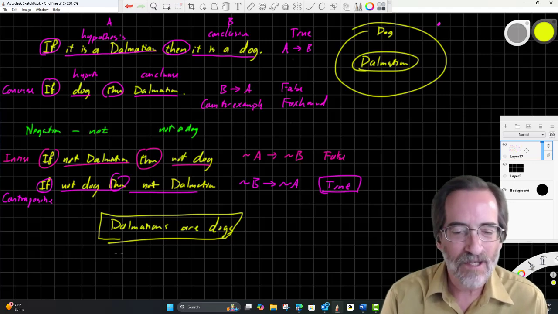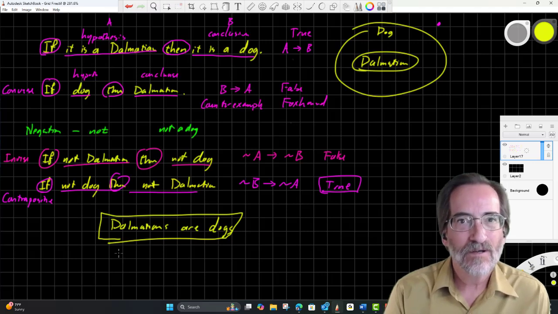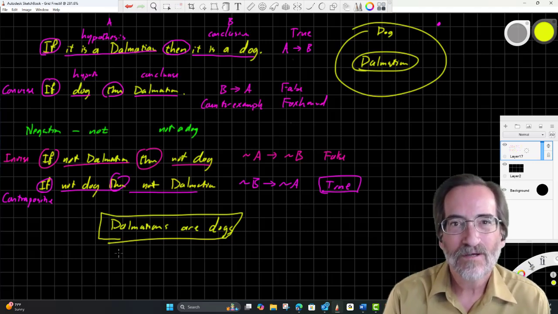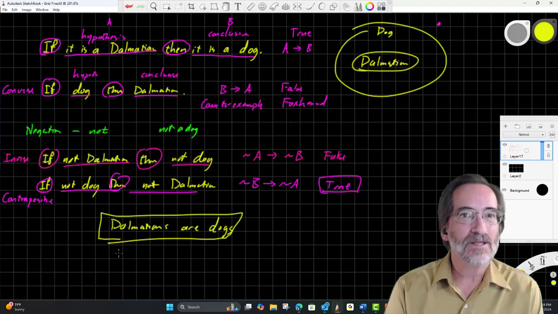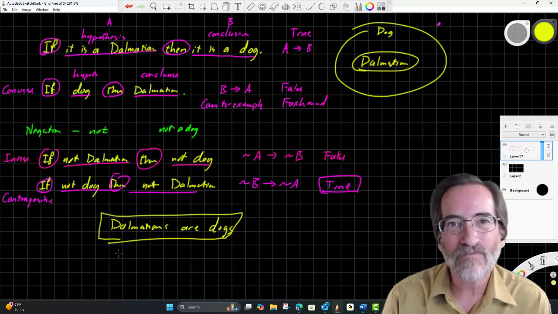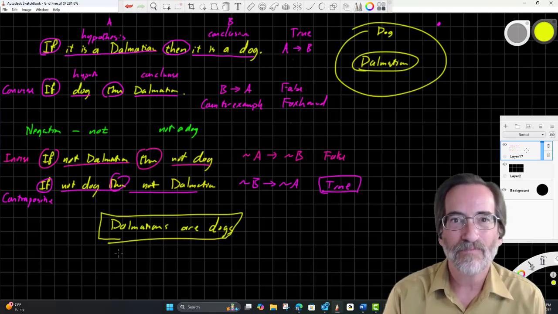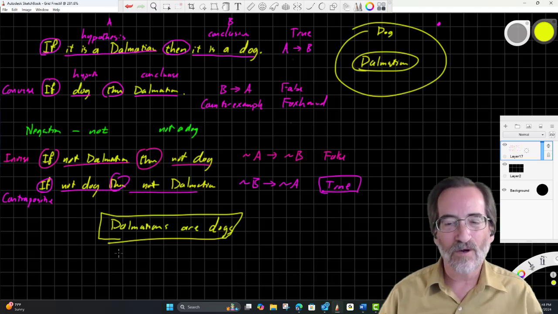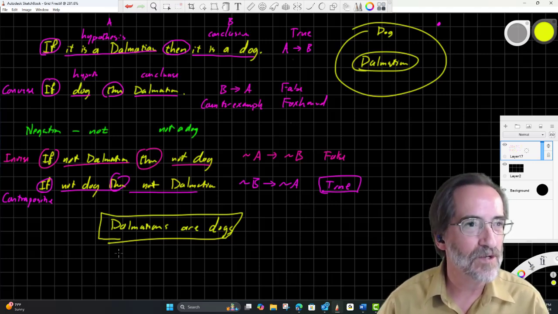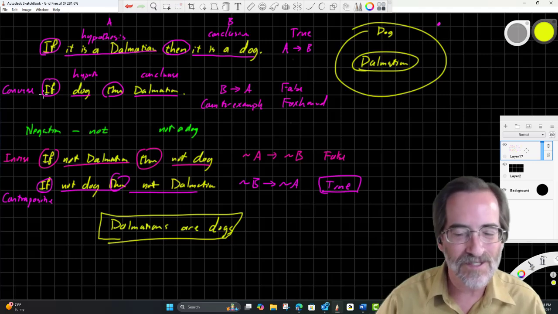If I say the statement, rocks are heavy, right? Then I can write that as a conditional statement. If it is a rock, then it is heavy, right? So they are equivalent in English, but we don't necessarily have to use the words if and then.